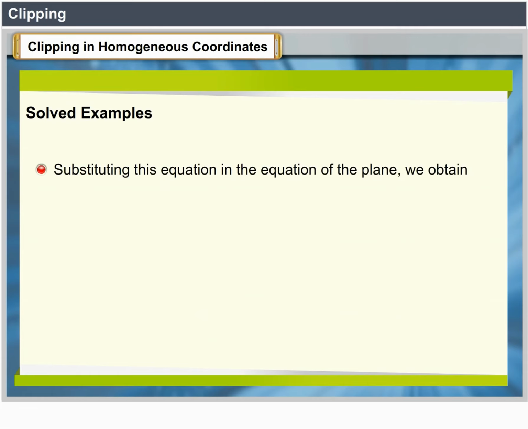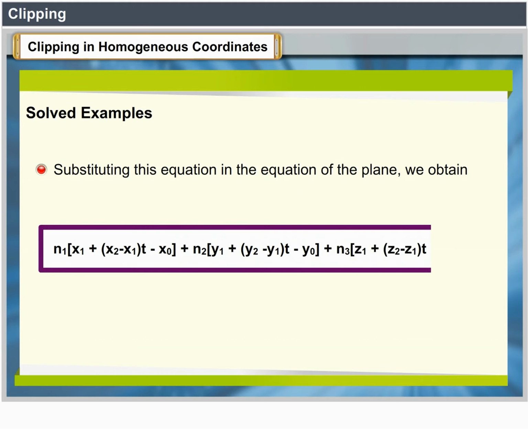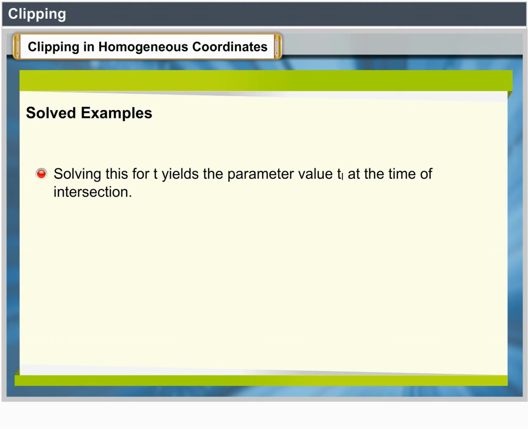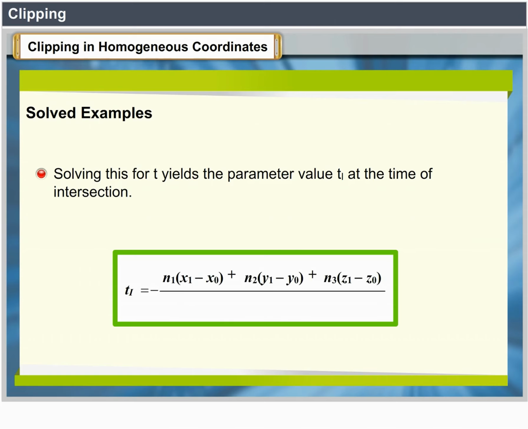Substituting this equation in the equation of the plane, we obtain n1 times (x1 plus (x2 minus x1) times t minus x0) plus n2 times (y1 plus (y2 minus y1) times t minus y0) plus n3 times (z1 plus (z2 minus z1) times t minus z0) equals 0. Solving this for t yields a parameter value ti at the time of intersection. Ti is shown here.